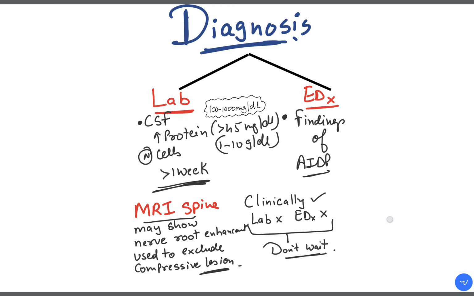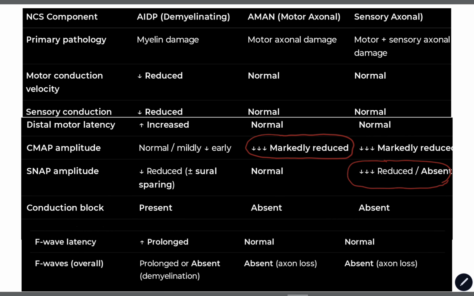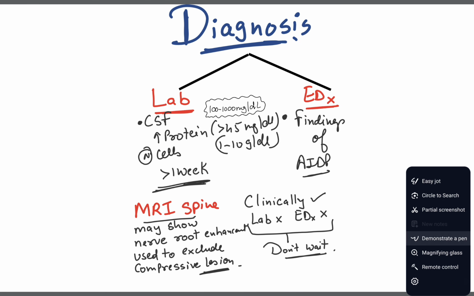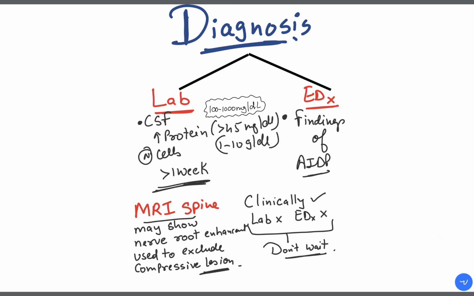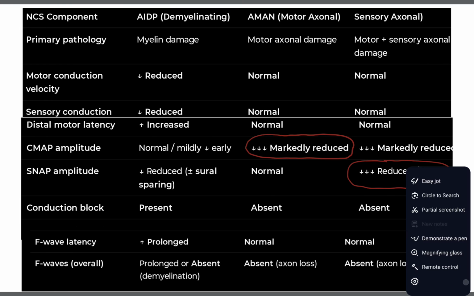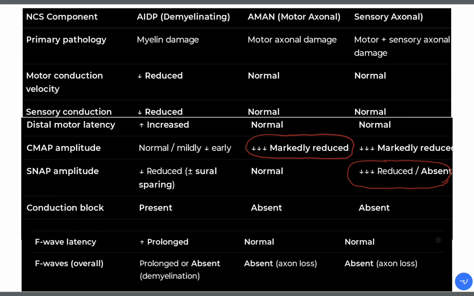You don't wait and straight away treat the patient, because it has been shown that if you start the treatment 2 weeks after the onset of the symptoms, it basically does not yield good results. Okay, so starting the treatment as soon as possible is advisable. So here I have tried to show the nerve conduction study parameters, in which we have AIDP, which is a demyelinating condition, AMAN, which is a motor axonal neuropathy, and AMSAN, which is a motor plus sensory axonal neuropathy.